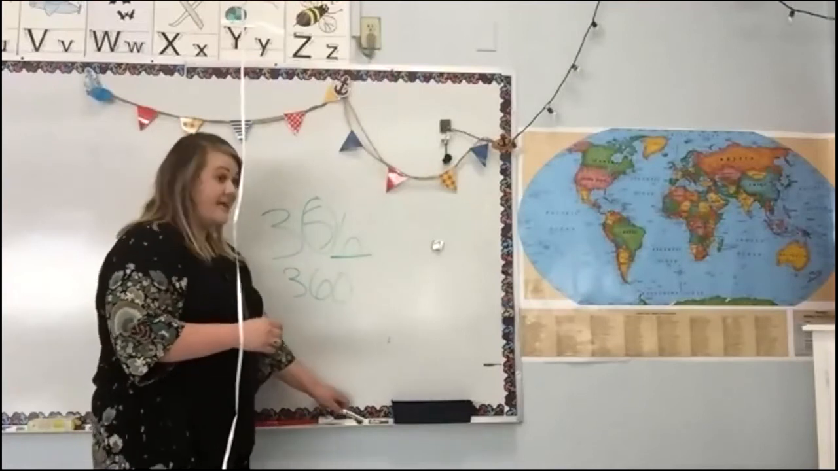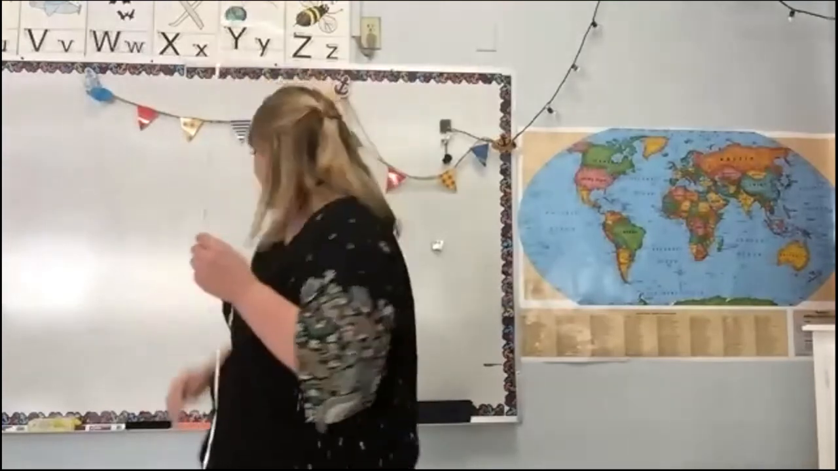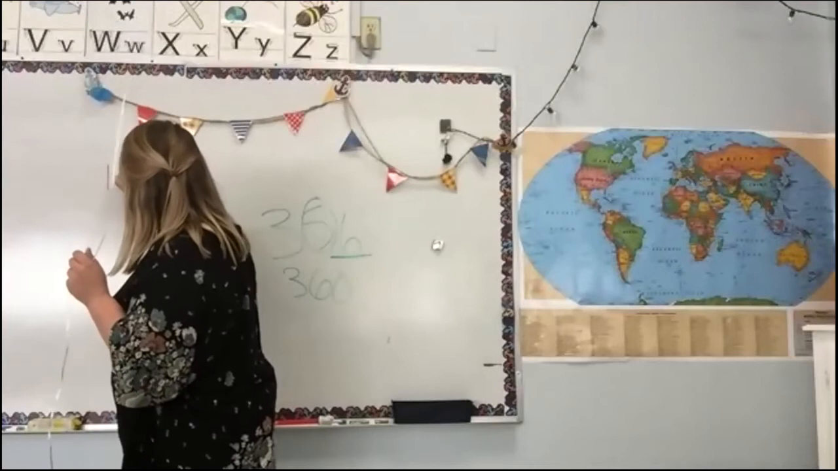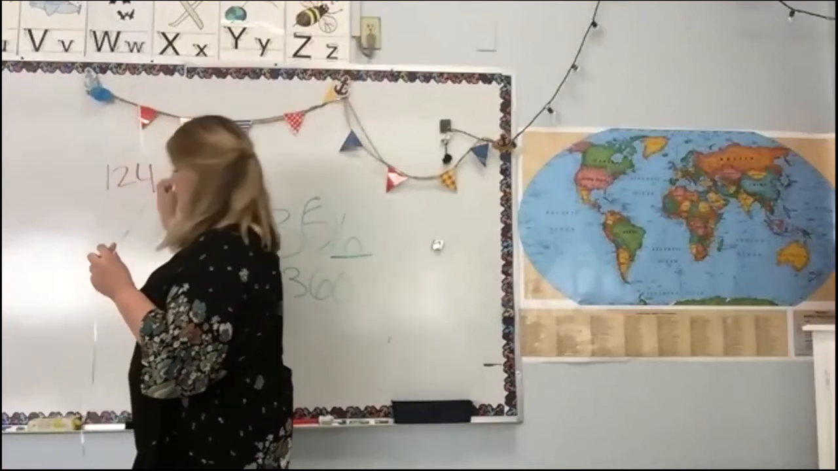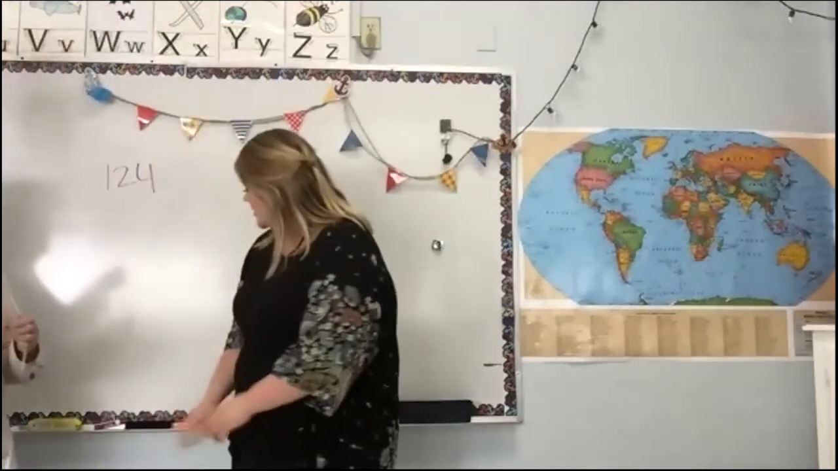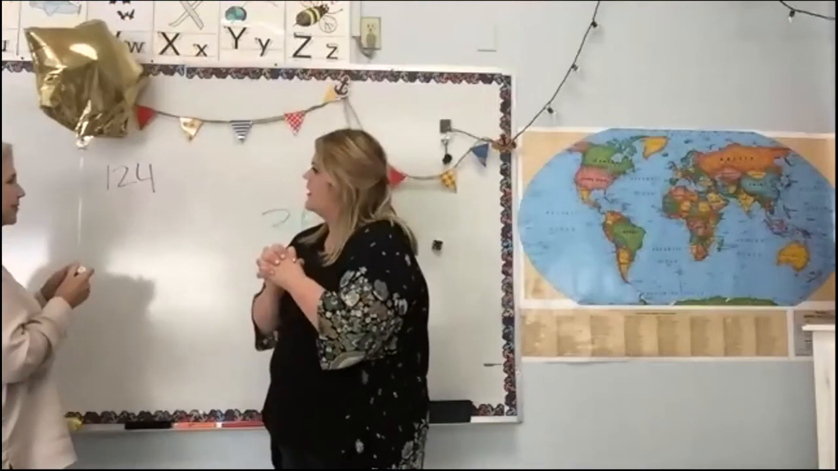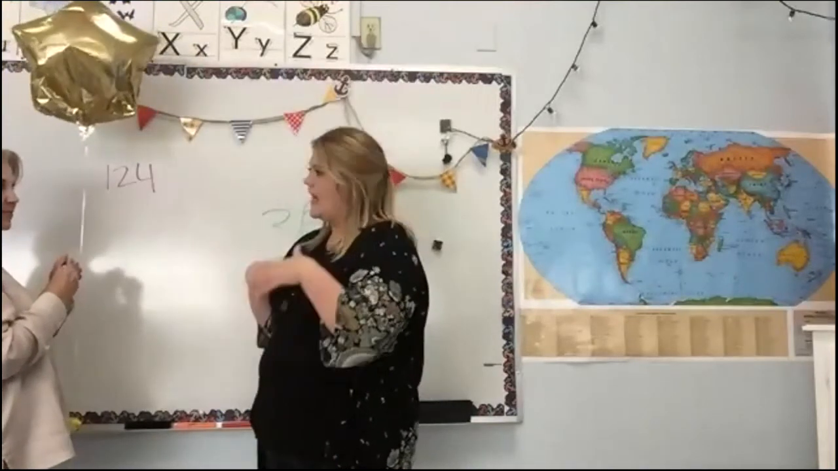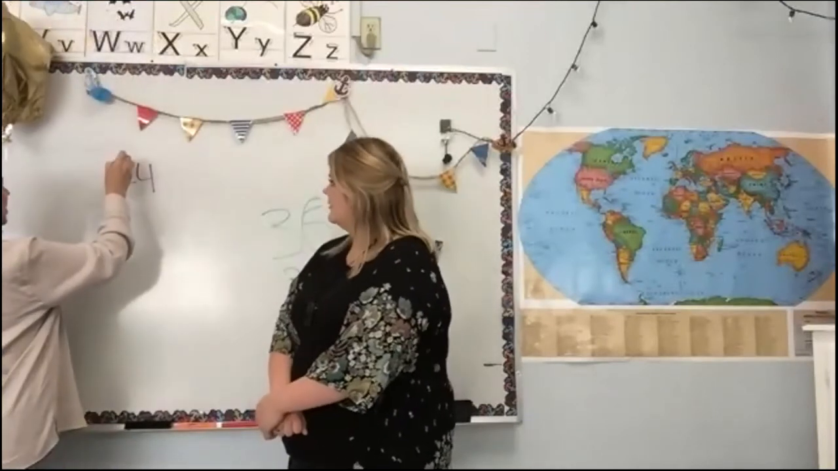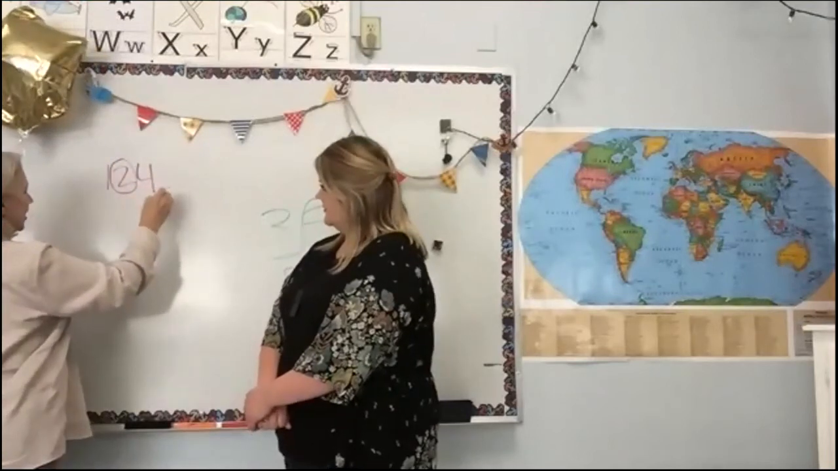Now I'm going to get Miss Carol to come up to the front, and she is going to round our next number. Miss Carol, I'm going to give you the number 124. Here's your balloon. I want you to start by circling the number that we're rounding, and I want you to underline the number to the right of the one we're rounding. This is the one I'm going to circle. Perfect. And that's the one I'm going to underline.